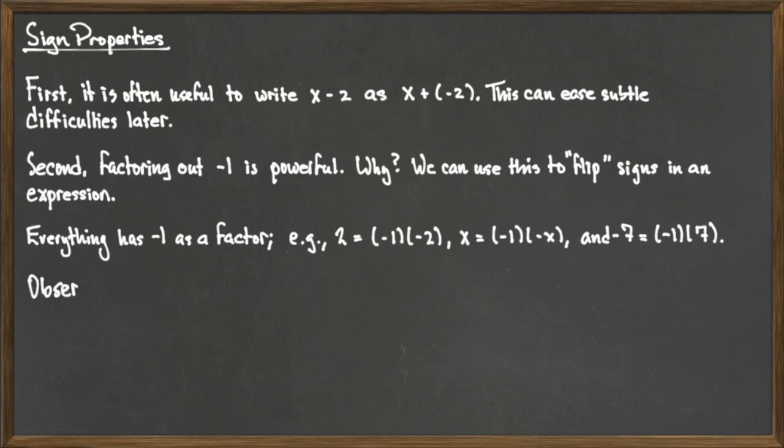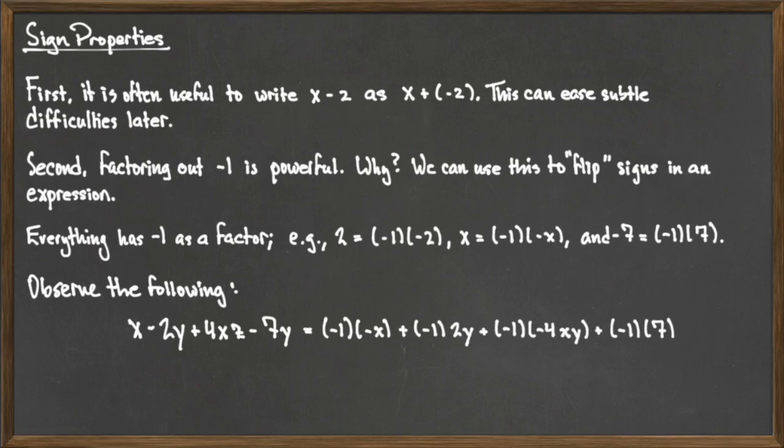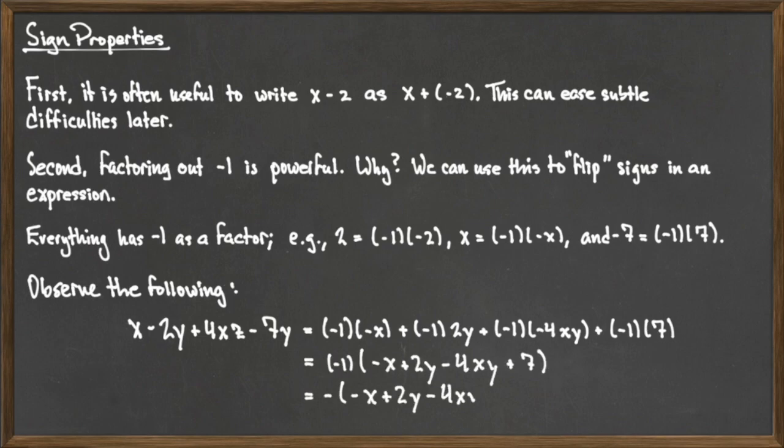So suppose that I take the expression x minus 2y plus 4xz minus 7y. A lot of terms, but let me factor a negative 1 away from each and every one of them. When I do so, I get the following expression. Now that negative 1 looks like a common factor, I can bring it to the front and leave everything inside the parentheses, and instead of writing it as negative 1 out front, I'll just write it as a minus sign.